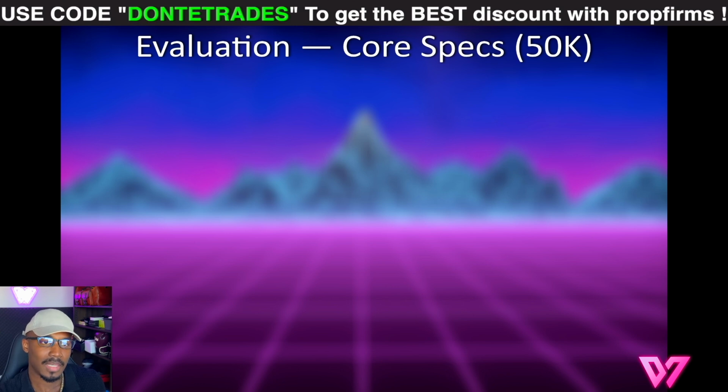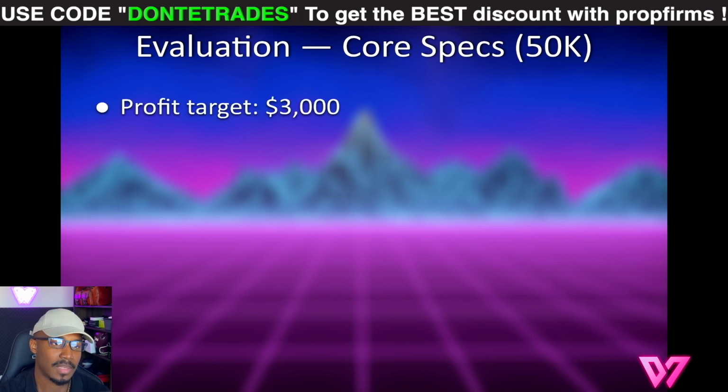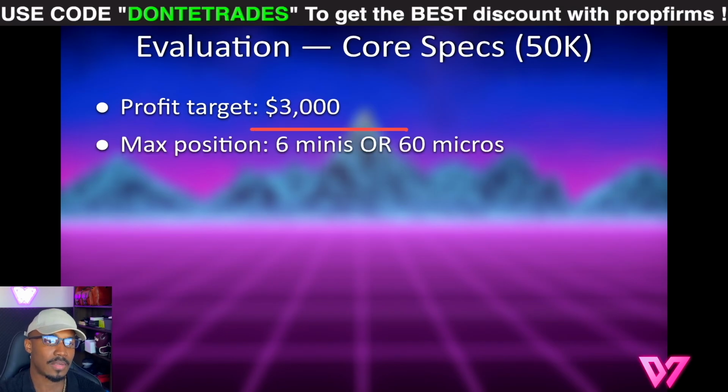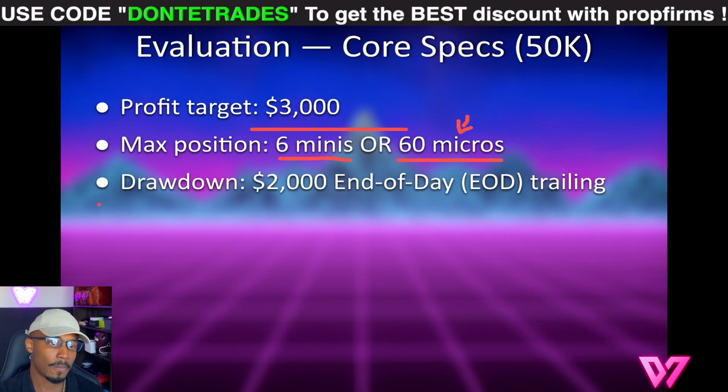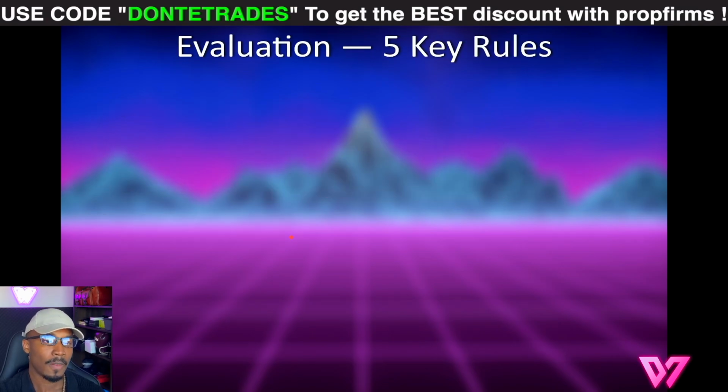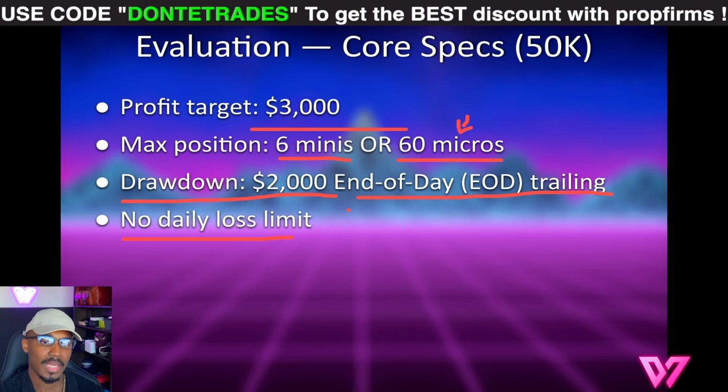And now we're going to talk about the evaluation and the core specs. Take Profit Trader, again, we're focusing on the 50K. Profit target is $3,000. The max position size is 6 minis or 60 micros. So if you don't want to trade minis, you can also break them down into micros. And the drawdown is $2,000. That's an end of day trailing drawdown, which is really favorable. I believe it used to be intraday, but now they moved that to end of day, and there's no daily loss limit. This is also very favorable, right? These are some really good rules for the evaluation.